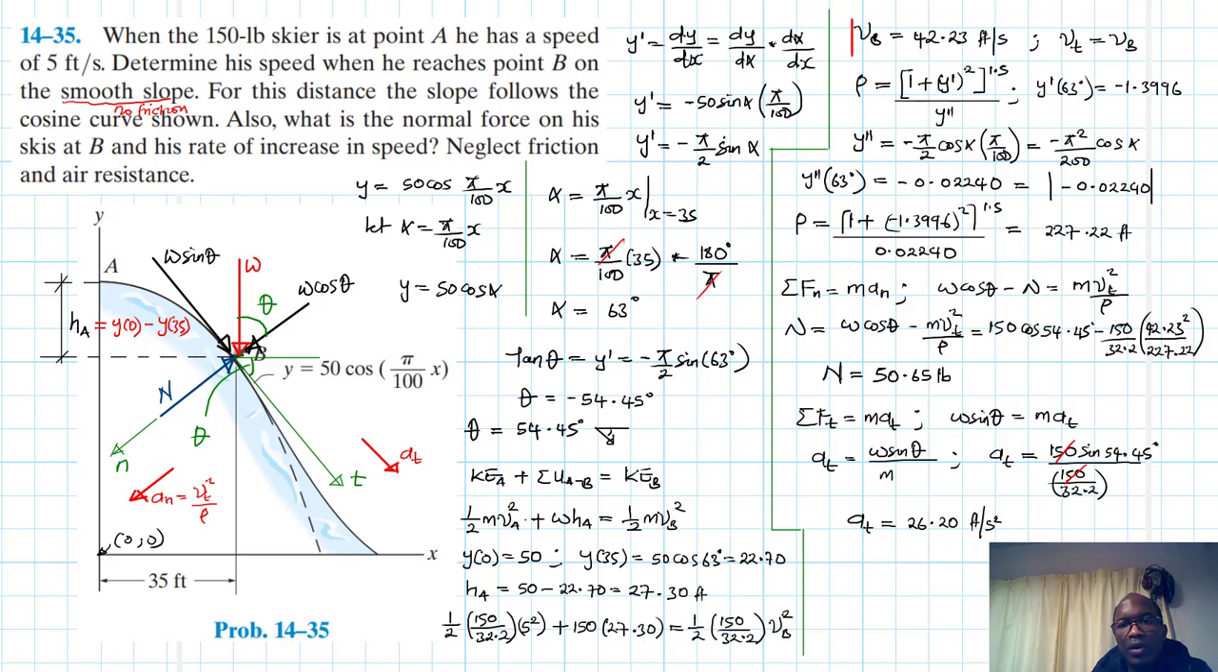So we do have our velocity VB. Okay, so this is our velocity VB. We do have our normal force, and then we do have the rate of increase in speed.